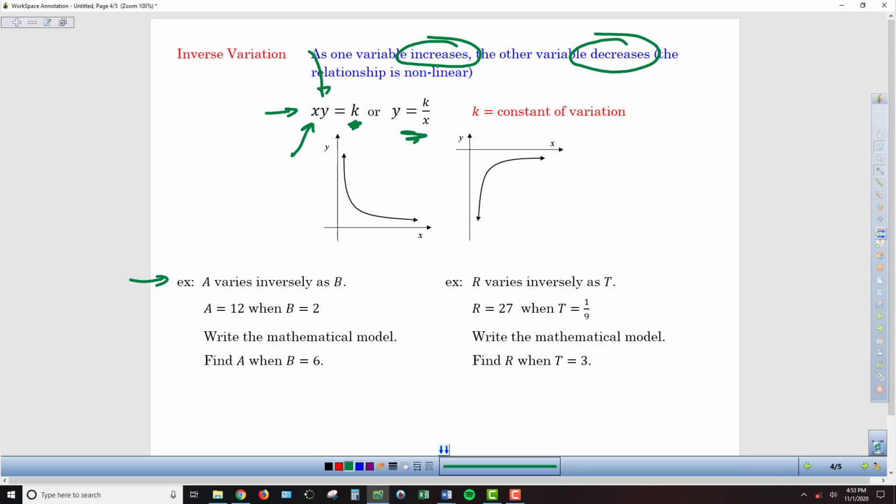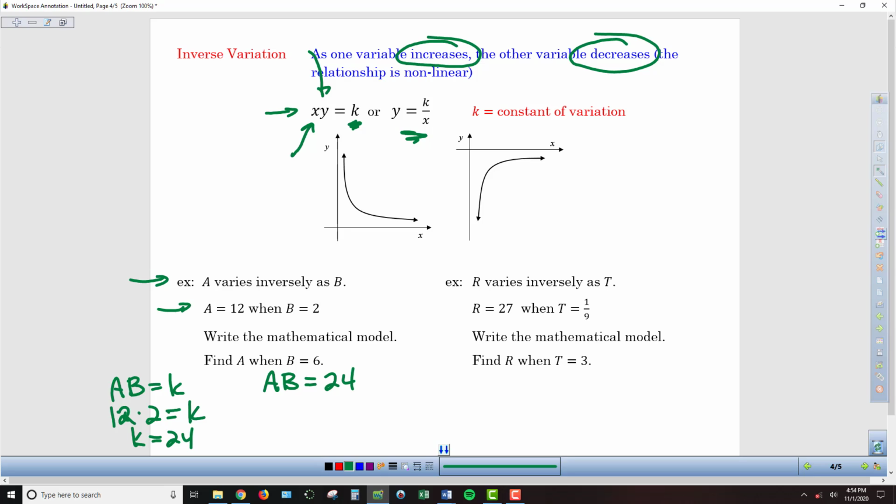So in this circumstance here, we're given A varies inversely as B. So that, again, has to be stated openly for us. So we know we're looking at A times B equals K. And so then we've got some information about the two values that were a pair together for this particular example. So we've got 12 times 2 equals K. So we know that K equals 24. So for this problem, our constant of variation is 24. So our model equation, therefore, is A times B equals 24.